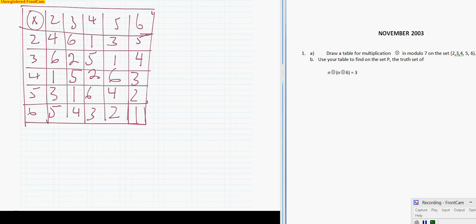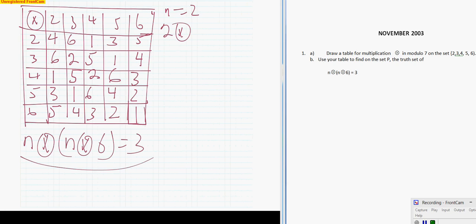So I'll start with n is equal to 2. Remember the original equation: you need to do 2 ⊗ (2 ⊕ 6) is equal to 3. This is what we are checking against. So for n is equal to 2, we have 2 ⊗ (2 ⊕ 6). Always do the one in bracket first: 2 ⊕ 6 is equal to 5, and therefore 2 ⊗ 5 is equal to 3. So that satisfies the requirement.